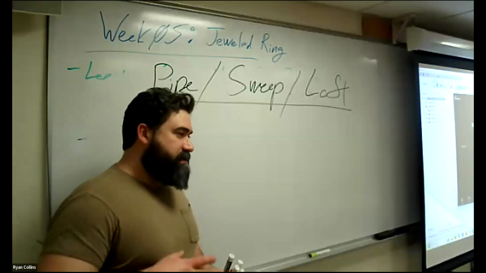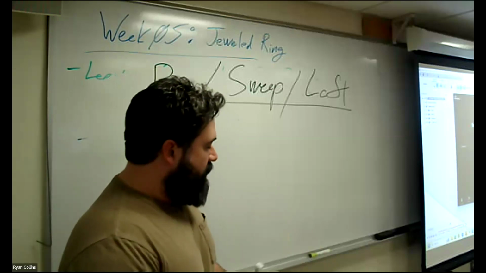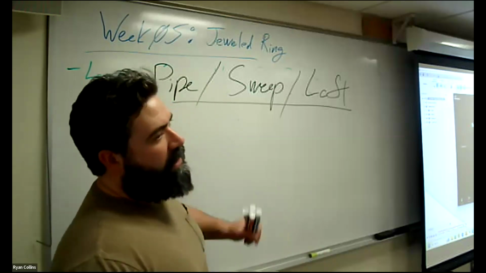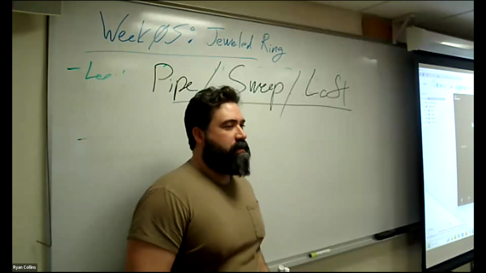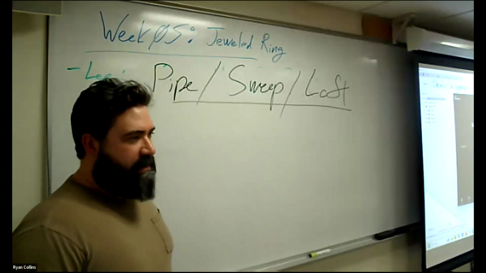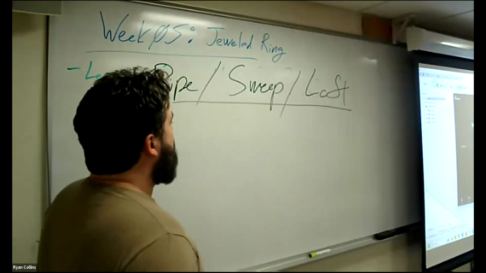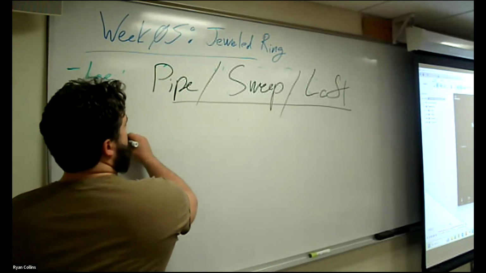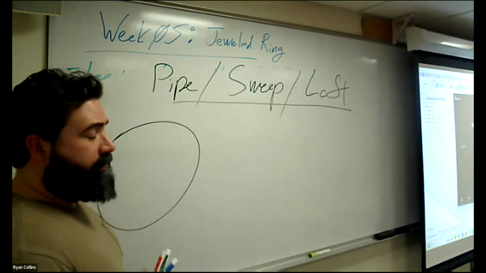All right. So to start this ring project, the jeweled ring, yep, we'll get to the jewelry part. But first, I want to explain the core of the new tools we're using, which is the pipe, sweep, and loft tool. Now, these are basically the same thing with different variations. And how that works is you start from a sketch shape, which in this case, for making a ring, you draw a circle, you draw a ring.